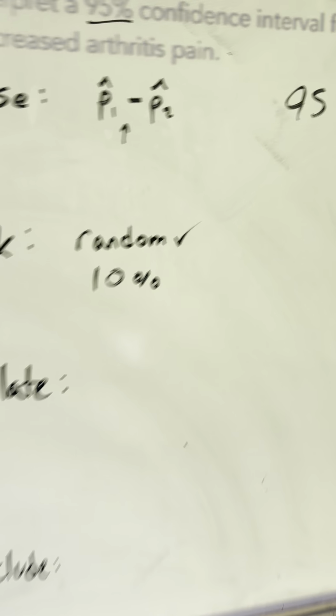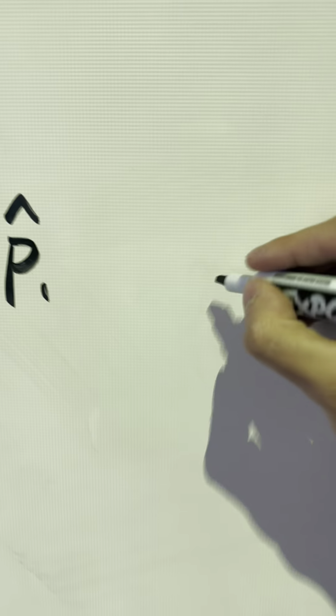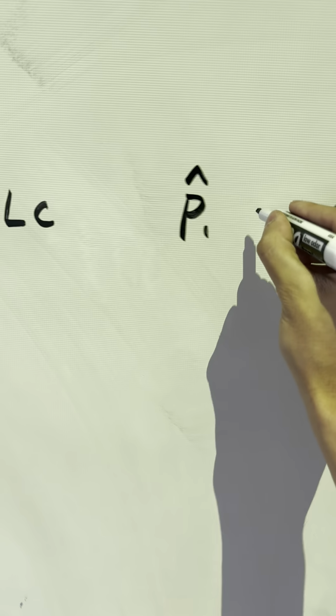Now we've got the law of large counts. So for our law of large counts, what we need to do is compare proportion 1. If proportion 1 has the law of large counts satisfied, and if proportion 2 has the law of large counts satisfied, then the difference of the proportions is also going to have that satisfied feature.